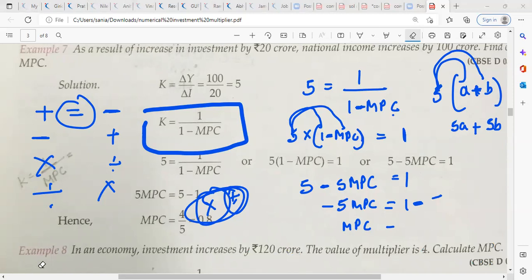So question number 8. In an economy, investment increases by 120 crore. Find the value of multiplier. Multiplier is K, right? So it's not compulsory that every time they'll give you the value of K. They can write multiplier. So the value of multiplier, which is K, is 4. You have to calculate MPC. Okay, quickly do it.